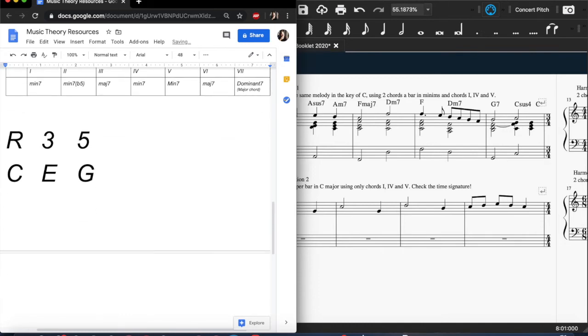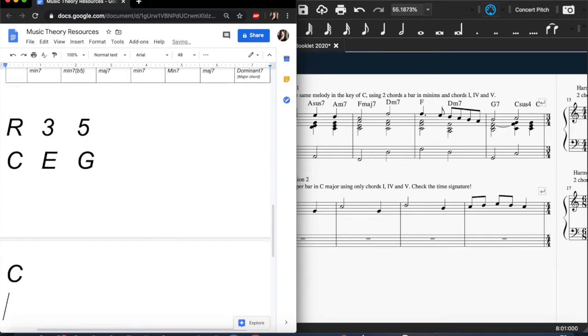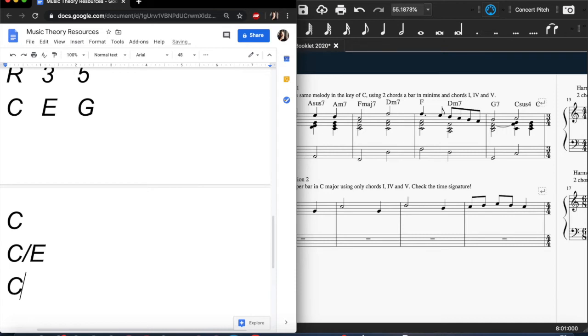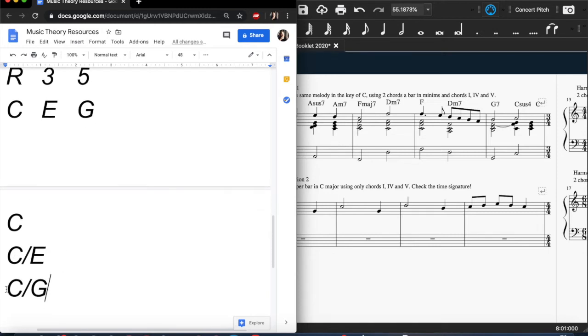Now the word inversion is quite a classical term. We tend to see them as slash chords. So a C chord in root position is written like that. A C chord in first inversion is a C over E. A C chord over a G, so second inversion, would be written like that. The chord is on the left, on top of the slash, and the thing on the right, underneath the slash, is the bass note. That's how we tend to see them as slash chords.